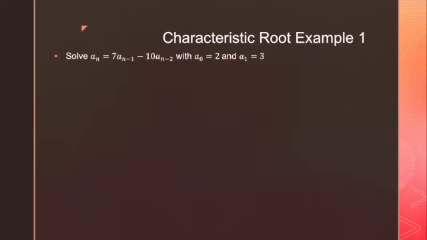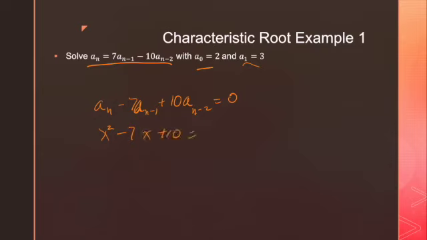So let's take a look at this first example. I have a sub n equals 7 a sub n minus 1 minus 10 a sub n minus 2 with my two initial conditions. We need to rewrite this relation so it's in the correct form. I need to get one of the sides equal to 0. So I have a sub n minus 7 a sub n minus 1 plus 10 times a sub n minus 2 equals 0. Now I have the polynomial x squared minus 7x plus 10.